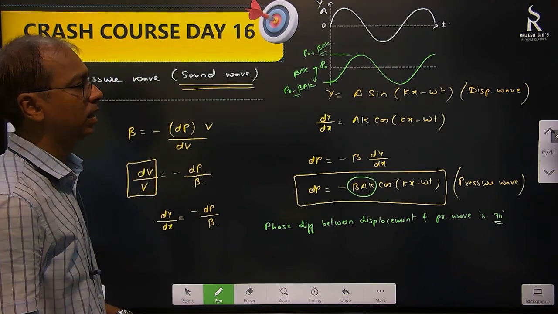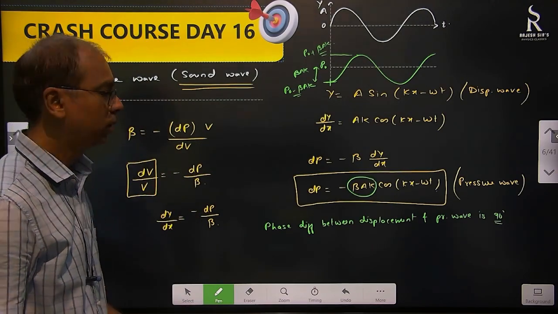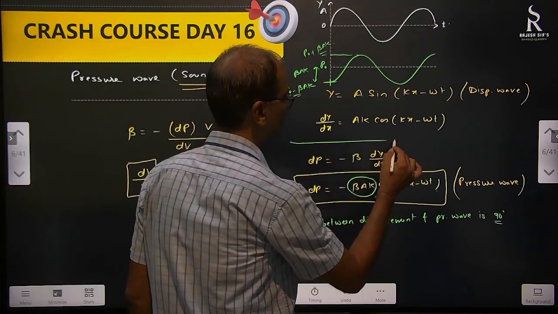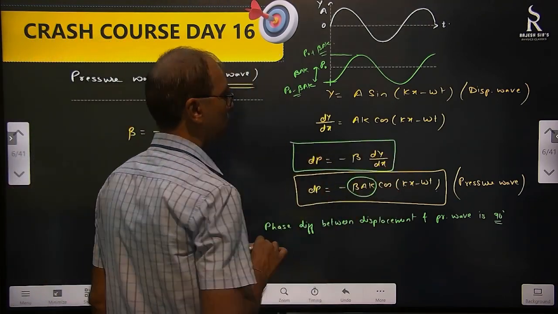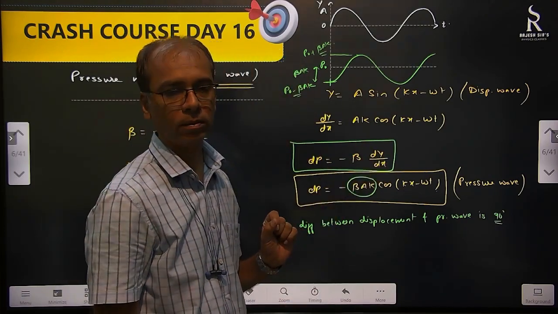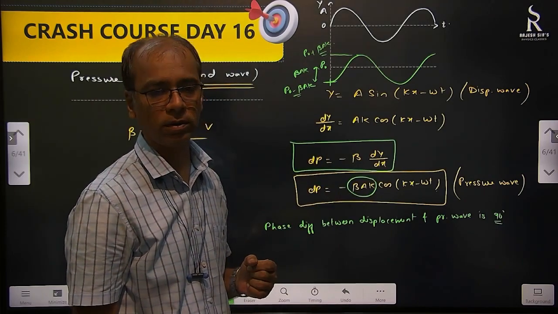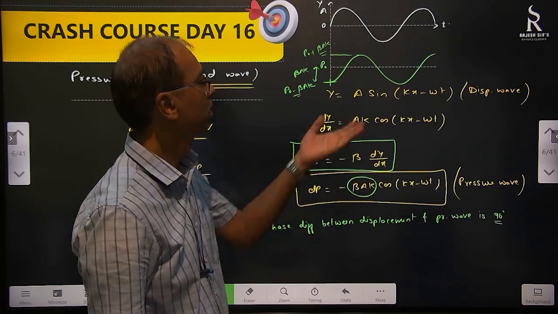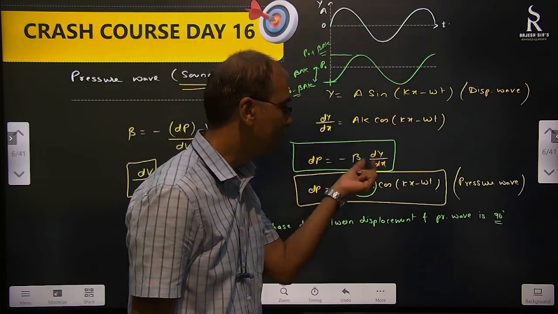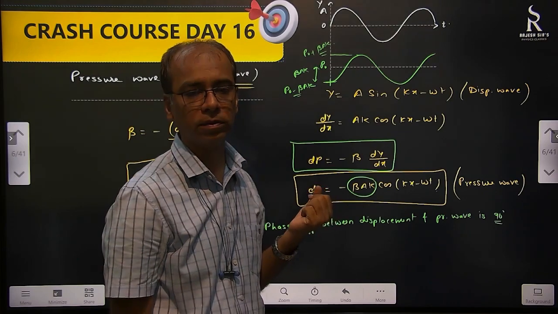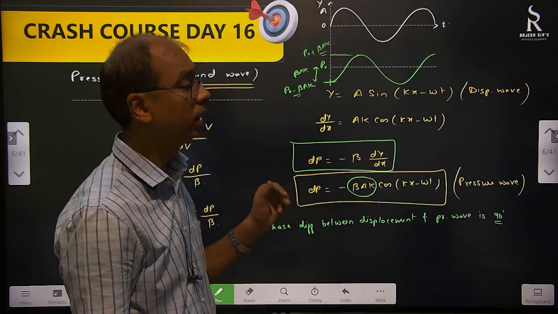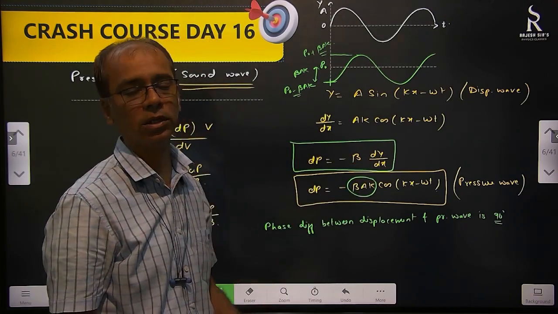Now, if we have to find certain places, they will give you a wave and ask where pressure is maximum. So how to find pressure maximum? This is the formula for you: dP equals minus beta dy by dx. Wherever dy by dx is negative, that means dP will be positive. Pressure maximum means it should be on the upper side. Wherever dy by dx is maximum and negative, there pressure is max.